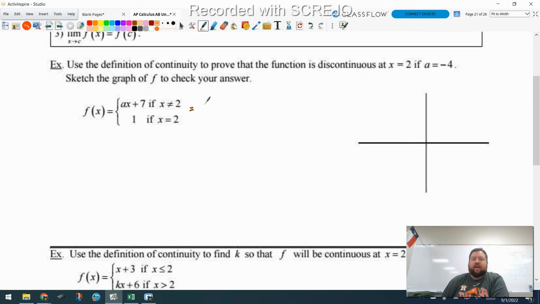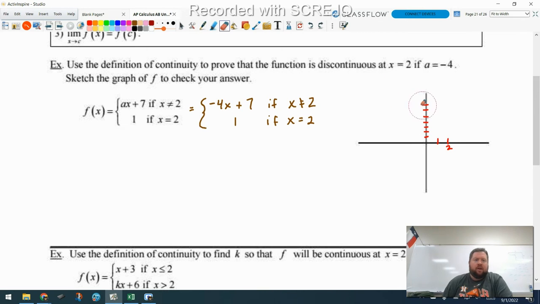Okay, so what they're saying is that this is equal to -4x plus 7 if x is not equal to 2, and 1 if x is equal to 2. Okay, so I think we'll sketch the graph first, and then we can use our definition of continuity to prove the discontinuity afterwards. So what this is saying is that our graph is equal to this linear function for every point except for x equals 2. There's x equals 2, so there's going to be a hole in my graph where x is equal to 2. But everywhere else is this linear function. So we have a y-intercept of 7.